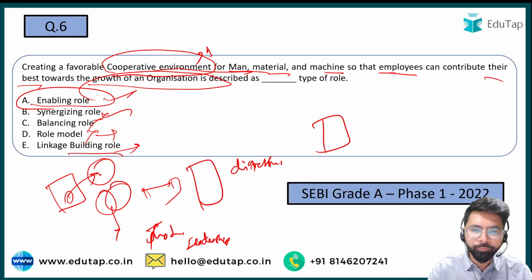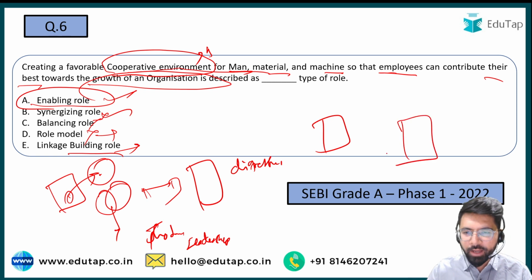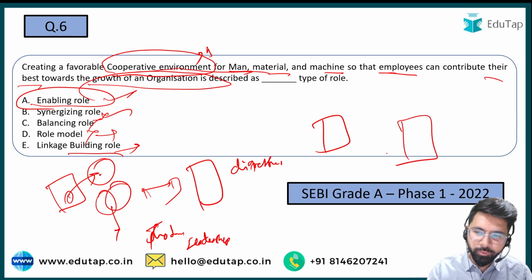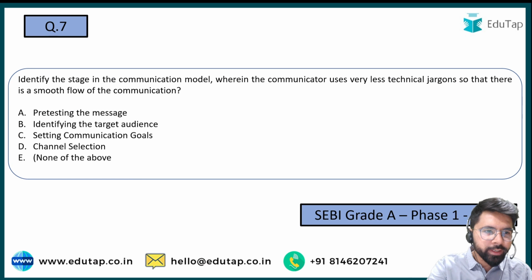Once you bring together an environment where everyone is able to contribute their best, you are enabling the environment, or you are enabling the team to come up with their best performance. So that would be the enabler role. Now let us look at the seventh question.